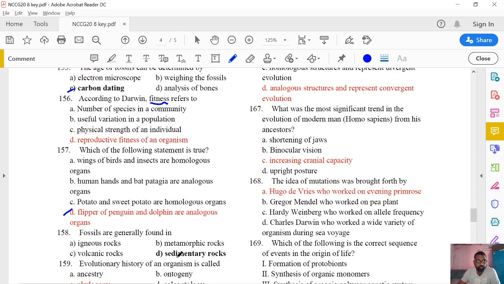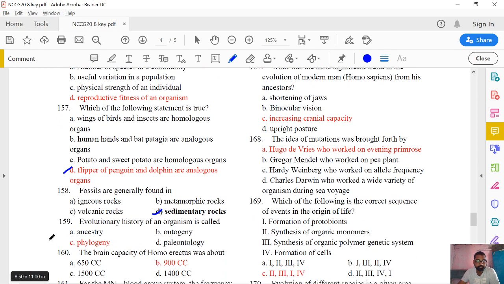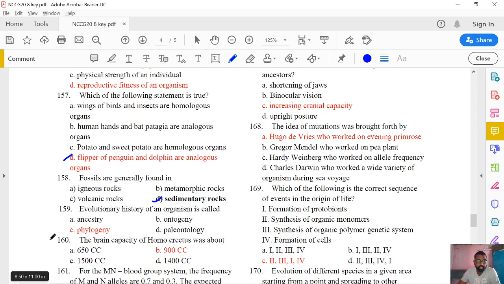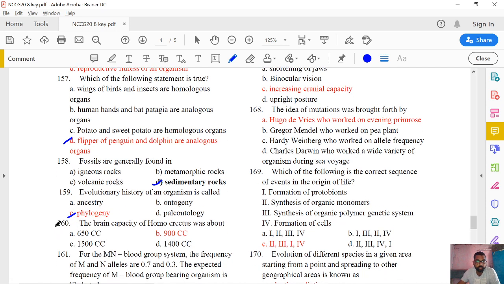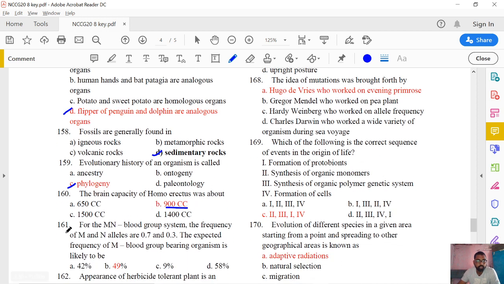Fossils are generally found in, so you can find the fossils in sedimentary rocks. Evolutionary history of an organism is called phylogeny, whereas ontogeny refers to the development of an organism. The brain capacity of Homo erectus was about 900 cc.